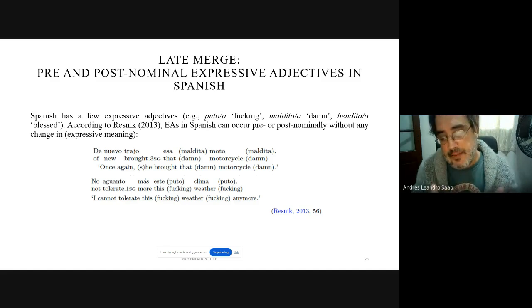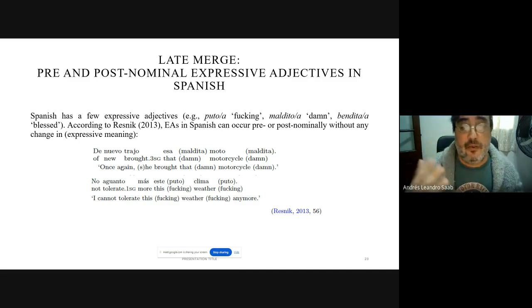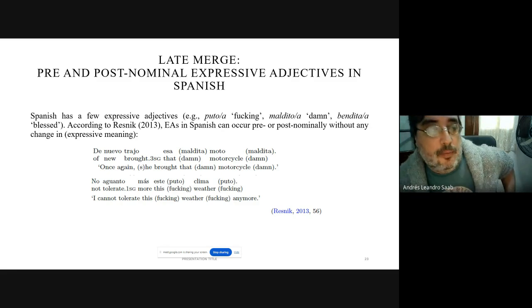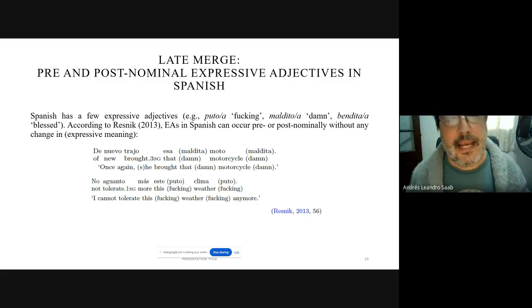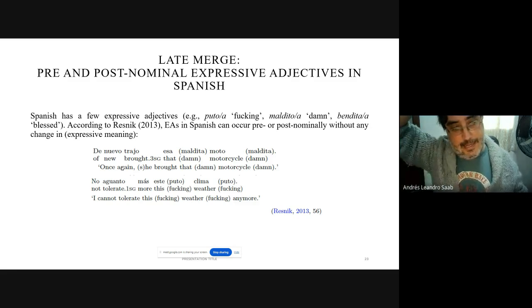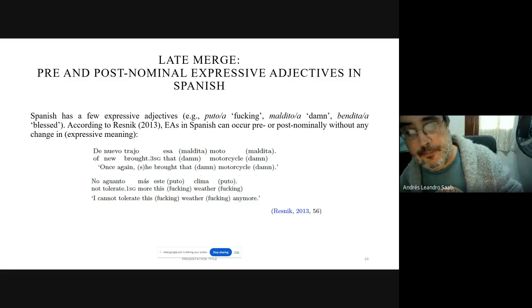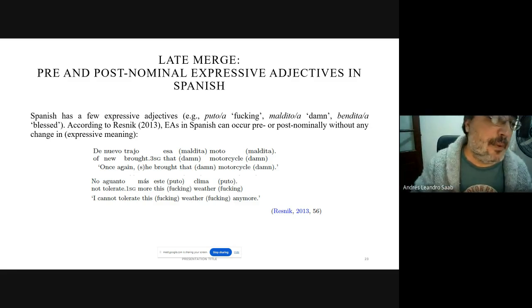Basically with the same expressive meaning, but with a difference in terms of intensity or informality. Okay, so fucking is, of course, puto, puta is the more extreme one, maldito is middle, and bendito is more formal or less informal. Now, as many adjectives, expressive adjectives can occur pre- and postnominally without any change in expressive meaning.